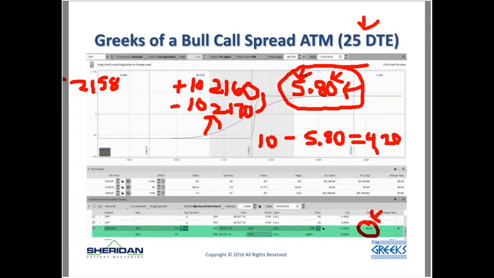Now you can see the Greeks of a bull call spread. We're doing this 25 days from expiration, and you can see your deltas are 66 long. It's a little bit short gamma. Negative theta. Why is it negative theta? Because we're buying the ones with the most time premium, the 2160s, and selling the ones with a little less time premium. We're long Vega because we're buying the one with more time premium than the one we're selling.